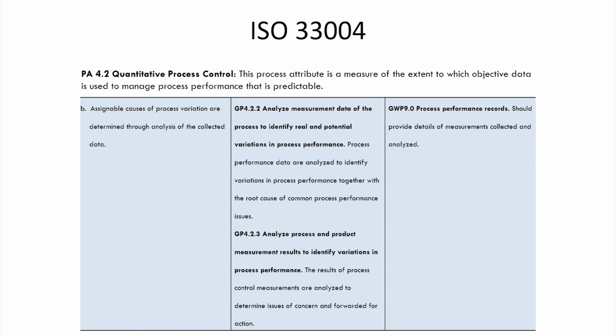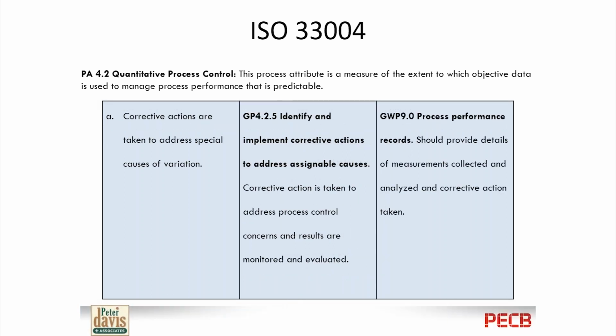We want to see that they've analyzed the measurements of the data that was collected. So this, again, level 4 is the predictable level. At predictable, we're going to start to do some quantitative process control. Further, at the predictable level, we have quantitative process control 4.25, which is to identify and implement corrective actions to address assignable causes. So again, this becomes the improve of our DMAIC.